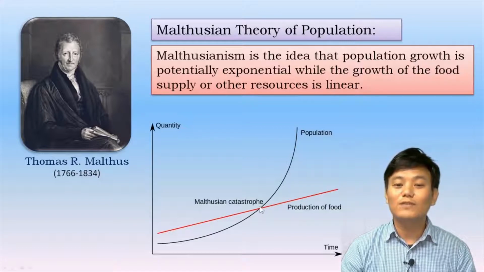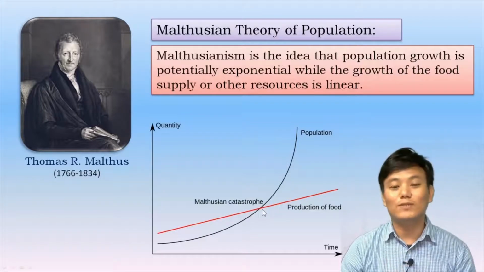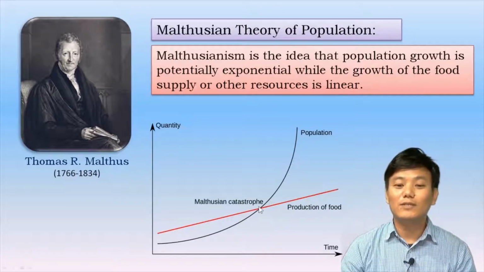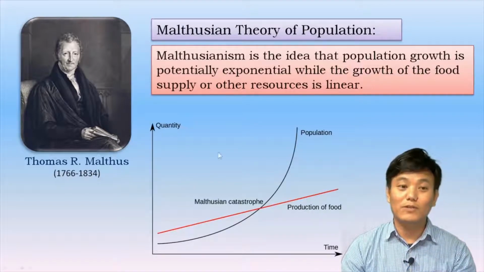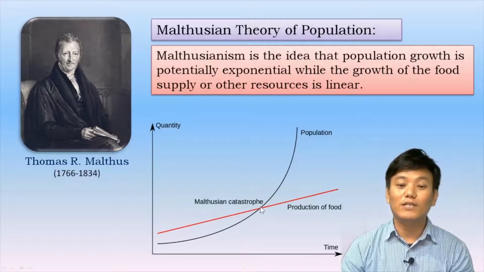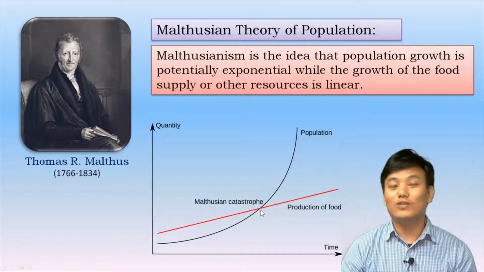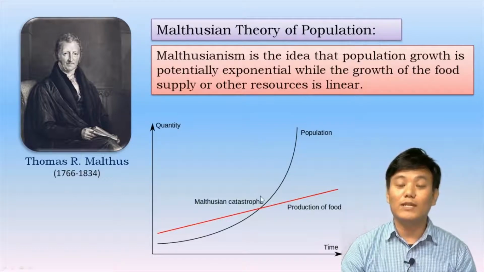Malthusian catastrophe is nothing but the competition among the population for the limited resources, right? And this competition will lead to bringing the population down. Since he was an economist, he said that those people who have more money will survive, whereas those people who have less money, those people who are poor, will die off during Malthusian catastrophe.